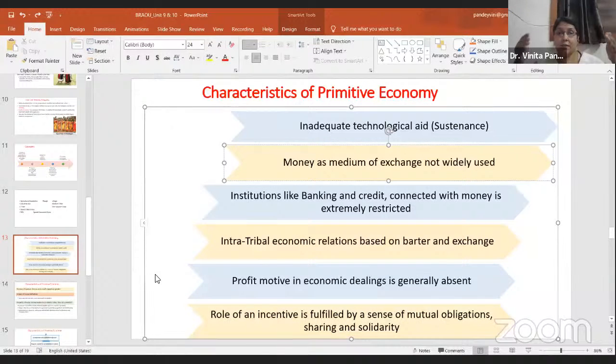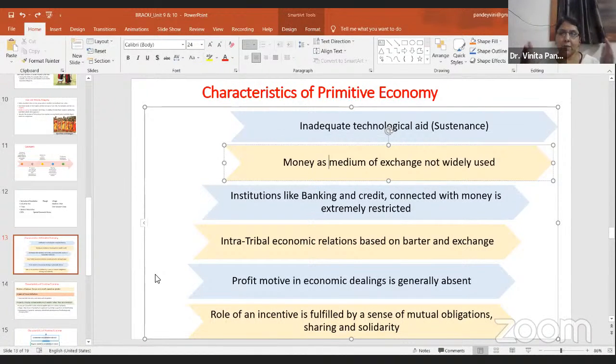But if you see, because even in tribal areas SEZs are being given by the government, the tribal communities are getting exposed to the industrial economy, industrial ways of living. So now, money as an exchange has started being used. This is the typical original characteristic, but these days money is predominantly used as a medium of exchange.